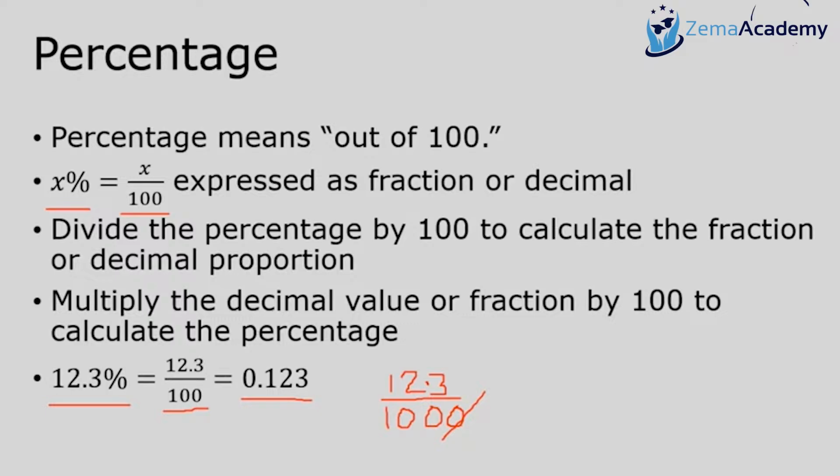Equally, I can get directly from this decimal here to this percentage here by just multiplying by 100. 0.123 becomes 12.3%. But it's really important you always include the percent symbol with that so that you don't lose information. Otherwise you won't know it's per 100.